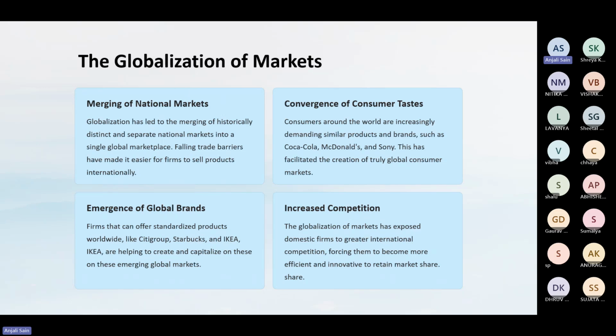Coca-Cola ho gaya, McDonald's ho gaya, Sony ho gaya. These are the brands which we think are the brands of our country, but these all are the foreign brands.